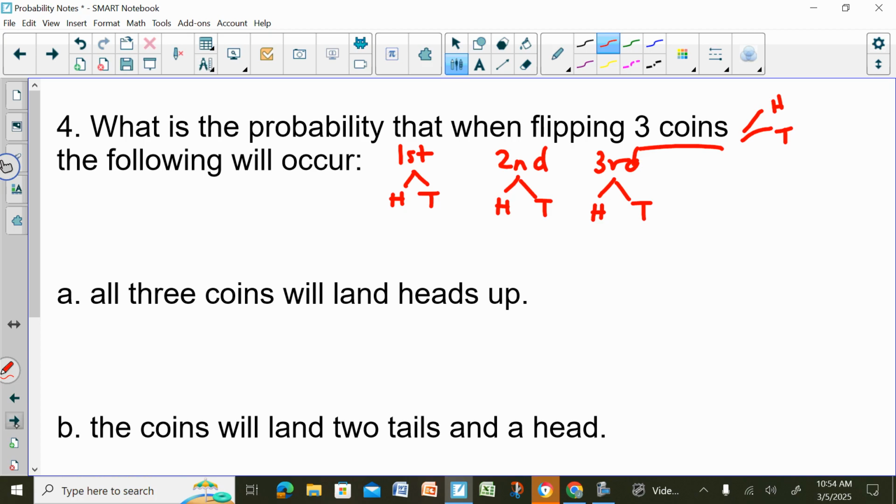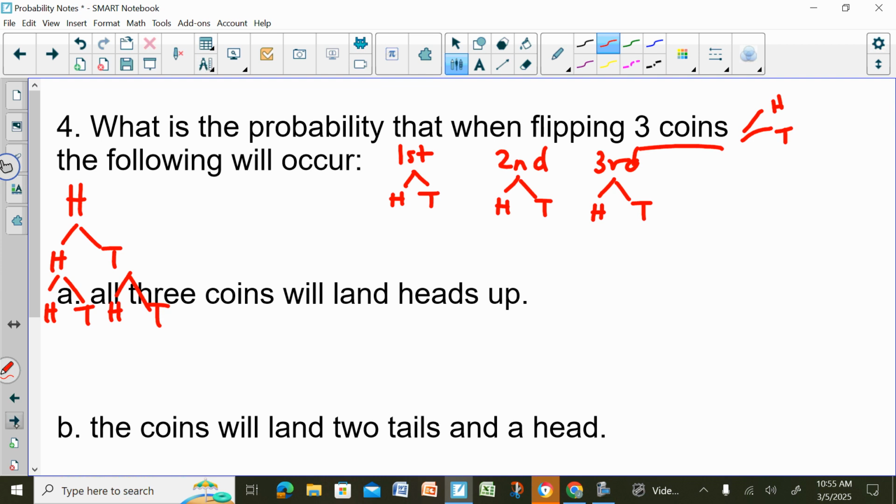Oh, I know what it was. Not like this. We could have heads, and then I could do heads again and tails, but I could do heads again here and then tails, heads again here and then tails. This is how the actual tree diagram goes.